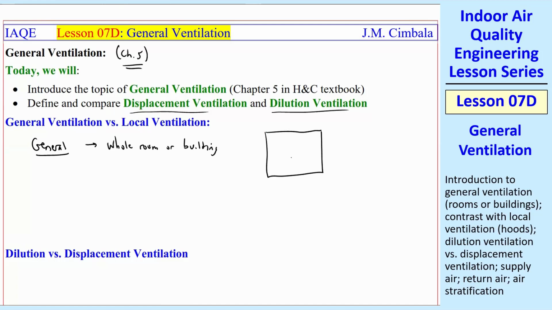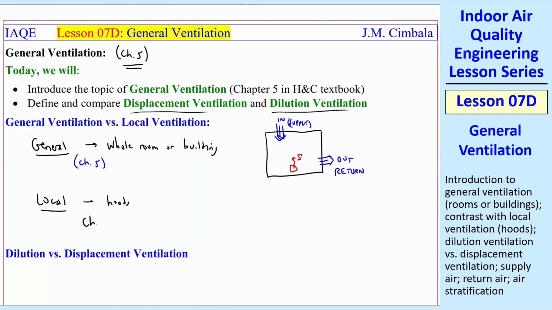In a typical room, you might have a source of some contaminant, and then you have some air that's coming in. We call this supply air. And then you have some air going out some other location. We typically call this return. It may go outside or it may return through some ductwork and filters and stuff back into the building or into the room. And then local ventilation is where we're looking at basically hoods.